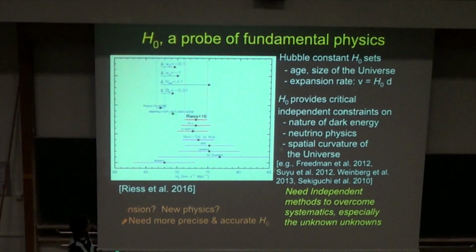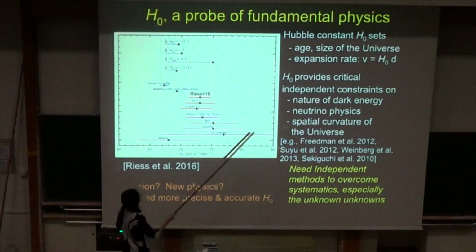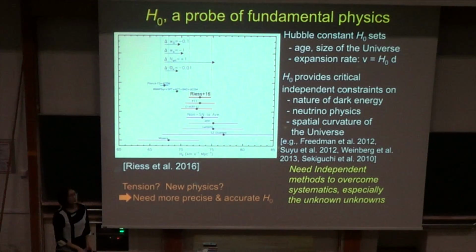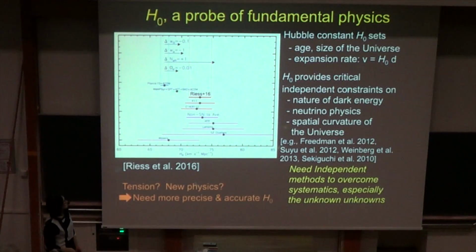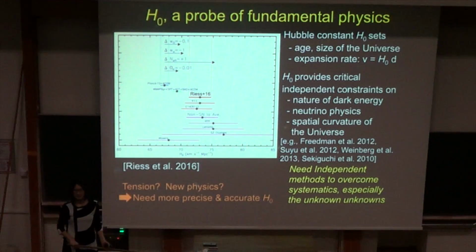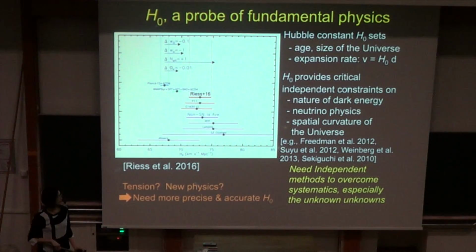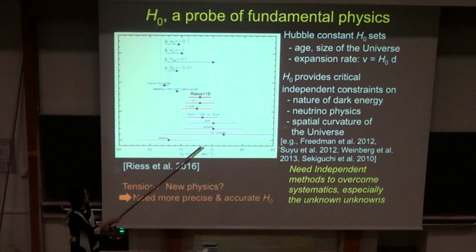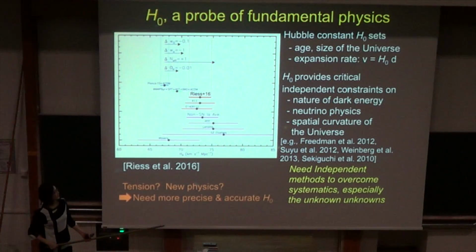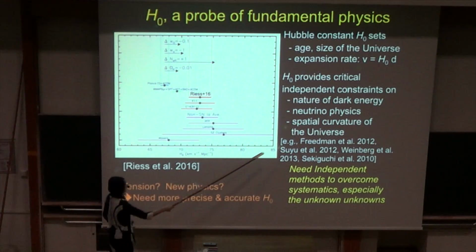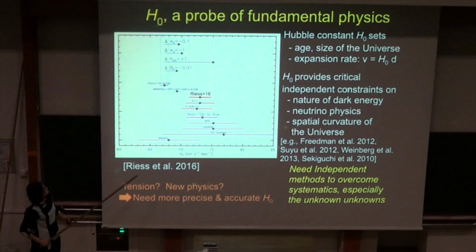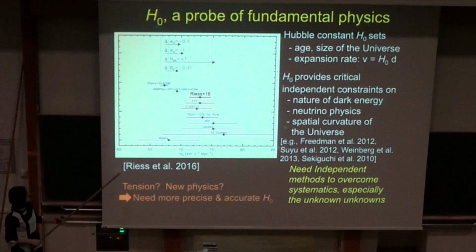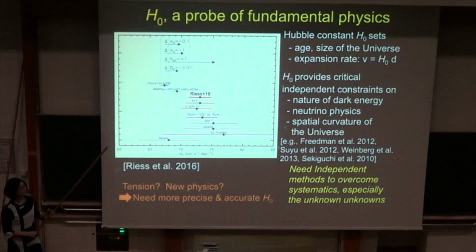The Hubble constant, also known as H0, sets the age, size, and the critical density of the universe. And it gives us the present-day expansion rate, v = H0 d, so a galaxy at distance d is moving away from us at velocity v, given by that equation. This is Hubble's law. And the Hubble constant provides critical independent constraints on the nature of dark energy, neutrino physics, and spatial curvature of the universe. Shown here is a figure taken from Adam Riess's recent paper of recent measurements of the Hubble constant.